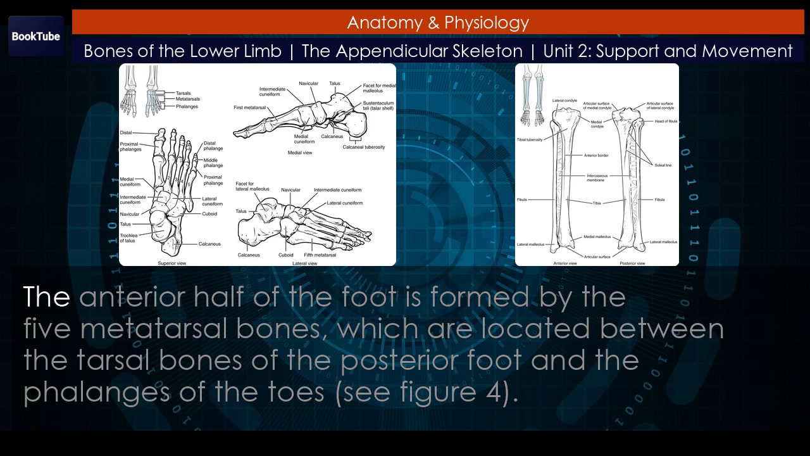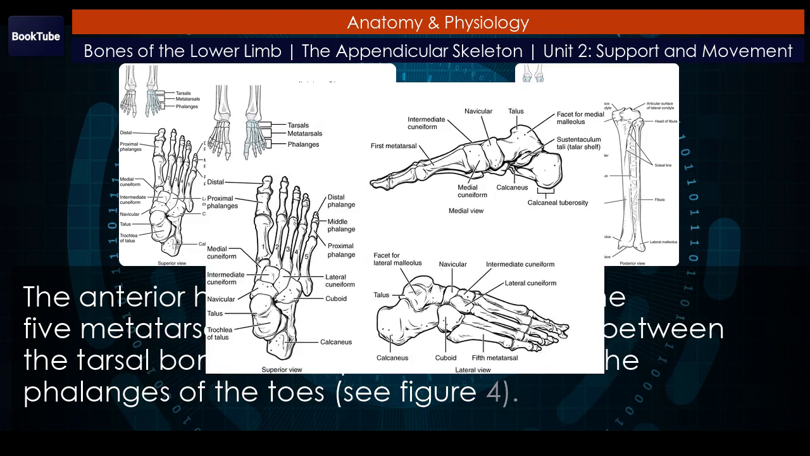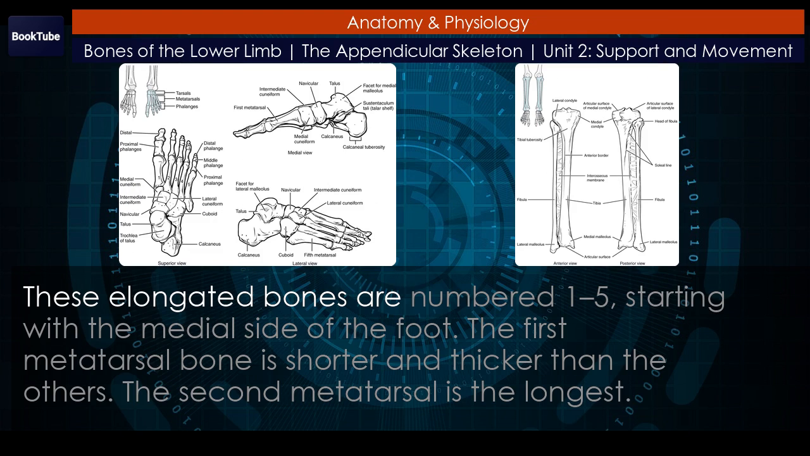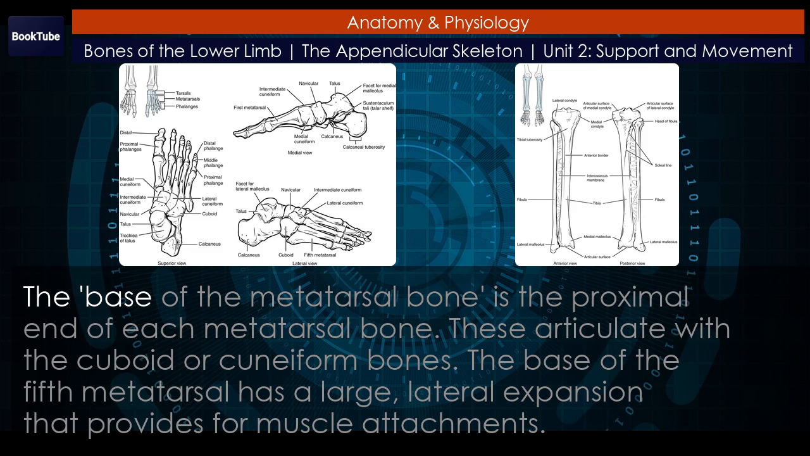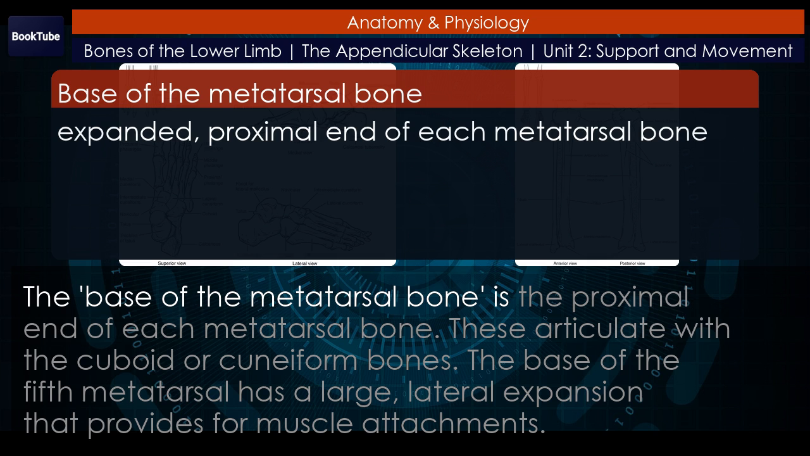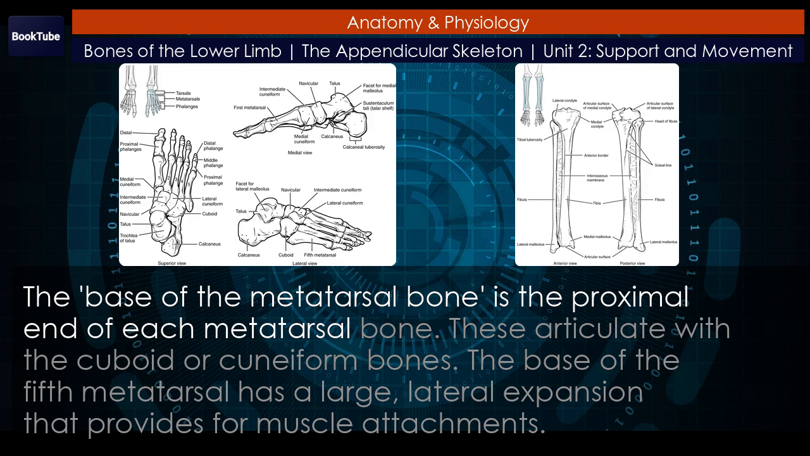Metatarsal bones. The anterior half of the foot is formed by the 5 metatarsal bones, which are located between the tarsal bones of the posterior foot and the phalanges of the toes. See Figure 4. These elongated bones are numbered 1 to 5, starting with the medial side of the foot. The first metatarsal bone is shorter and thicker than the others. The second metatarsal is the longest. The base of the metatarsal bone is the proximal end of each metatarsal bone. These articulate with the cuboid or cuneiform bones.